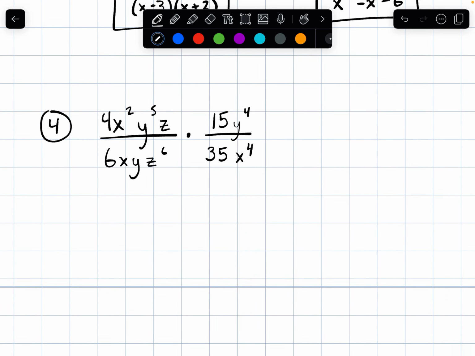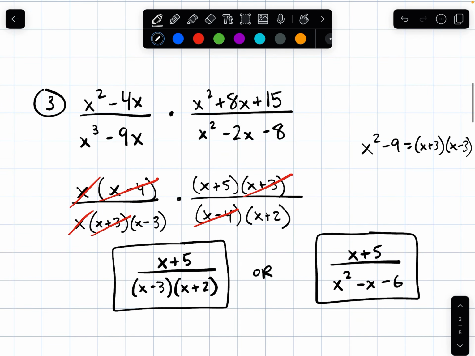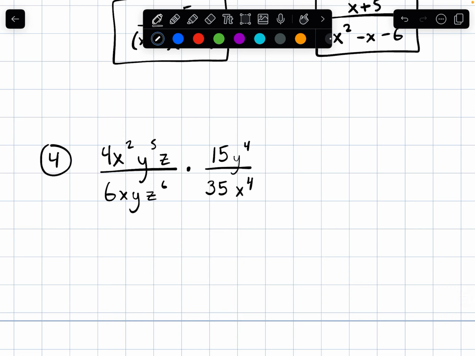Question number 4. Notice I have no binomials here, right? There's nothing inside parentheses. And I don't have to factor anything because there's no plus or minus signs. So I'm just looking to combine everything in my numerator, combine everything in my denominator, and then maybe use some exponent rules, okay? Again, we typically like to reduce first before I expand. So if there's any numbers that I feel like I can reduce first, I'm going to try to reduce those as quickly as possible.